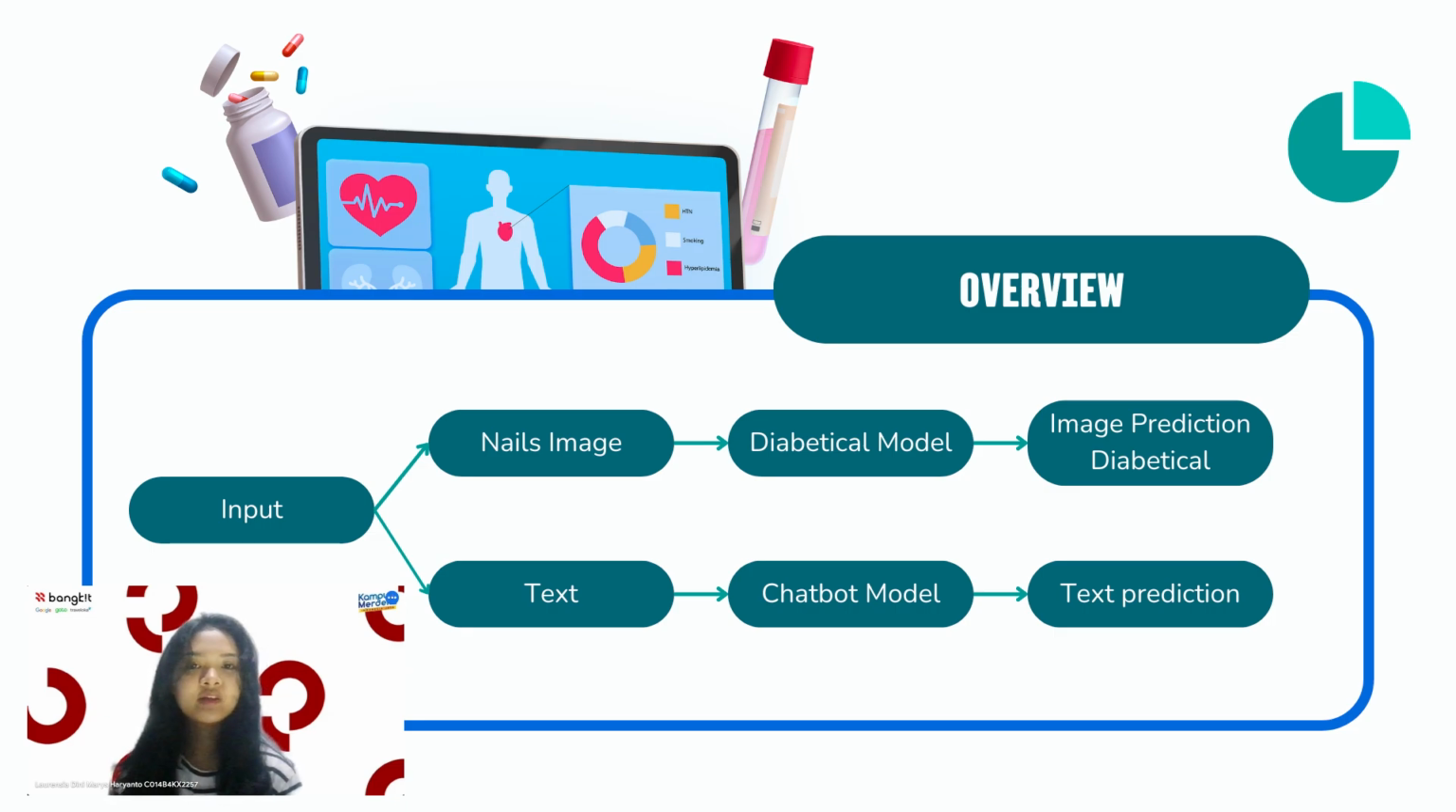Now I will explain an overview of the system that we developed. The system accepts two types of input, namely nail image and text. Firstly, if the input is a fingernail image, then it will detect the possibility of diabetes based on visual analysis. Next, the input data is processed using the diabetes model. The result is an image-based diabetes prediction. The analysis result of this model provides an initial diagnosis regarding the possibility of diabetes. The second input data can also be text. For the text input, the data is processed by the chatbot model. The output of this chatbot system will provide answers or suggestions based on the text input from the user.